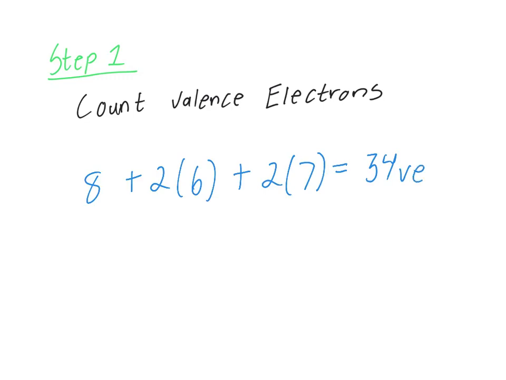If you want to find the pairs of the valence electrons, you would simply divide by 2, and you would get 17 pairs of electrons. Because of these pairs, that will help you in drawing your Lewis dot structure, which is our next step.